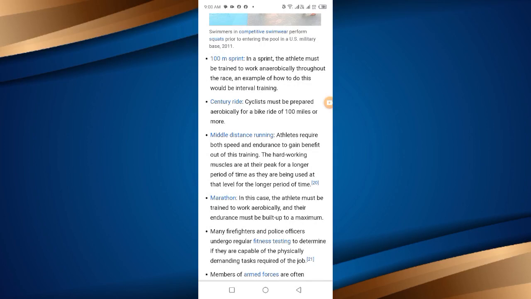Today we are talking about training and specific task related training. First one is 100-meter sprint. In a sprint, the athlete must be trained to work anaerobically throughout the race. An example of how to do this would be interval training. Second one is century ride. The cyclist must be prepared aerobically for a bike ride of 100 miles or more.